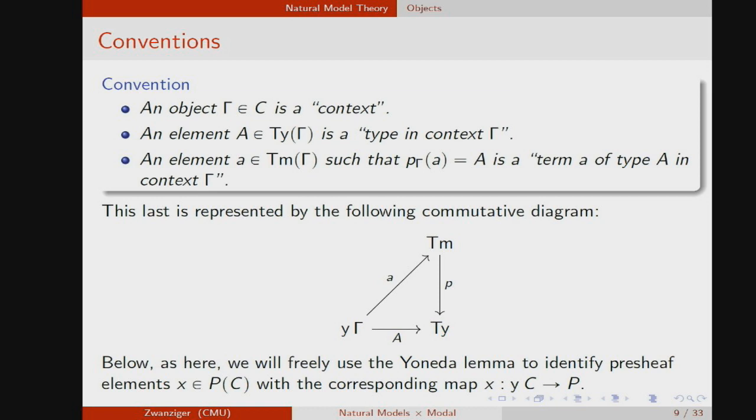And so actually in this natural model perspective, we use the Yoneda lemma a lot, and we view the elements of these presheaves as natural transformations from representables. So we're going to freely conflate elements of the presheaf with natural transformations from representables. So for instance, this big A, we'll think of as either an element in Ty(Γ), or a natural transformation from y(Γ) to Ty. And so this equation here, when you translate into these terms, is saying that little a followed by P is big A.